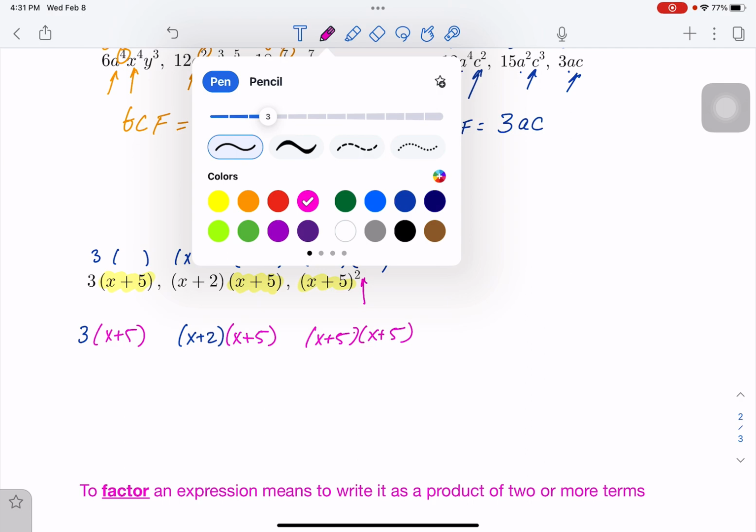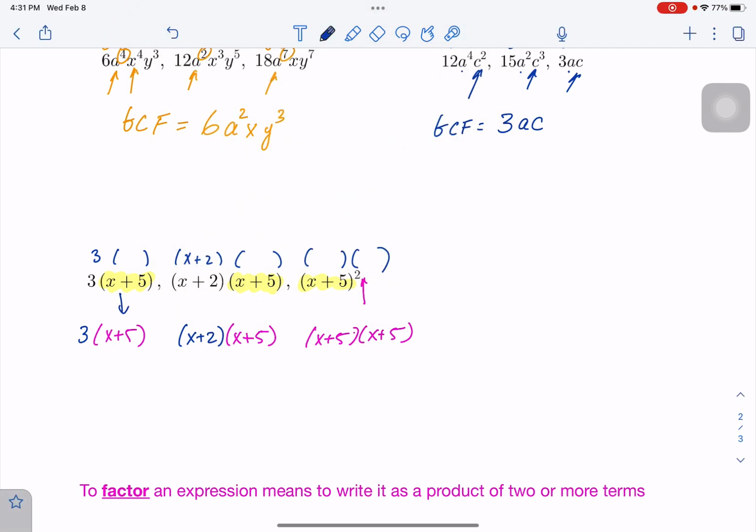So now really look at this. This is here, this is here, this is here. What is common in all of them? An x plus 5, the bracket. So the GCF here, the greatest common factor, is x plus 5. It's a binomial, and that's okay. That works. It's beautiful. It's a good thing. We'll do some more work with that.